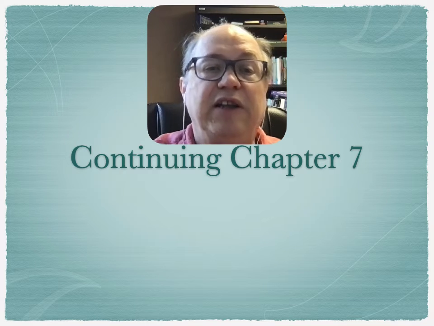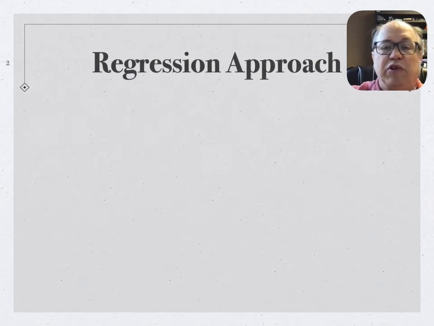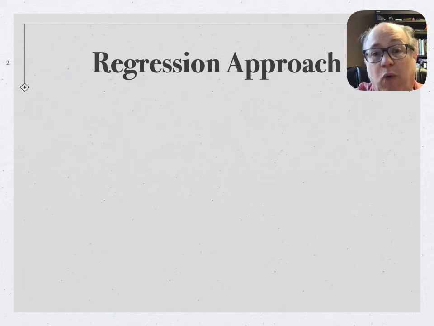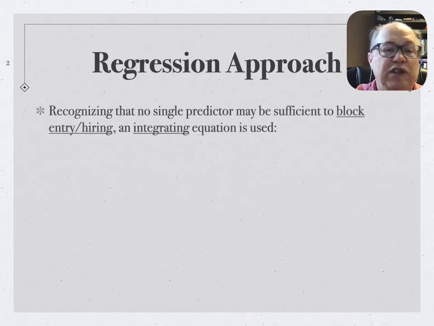But there is another way, and it has a good bit of history of it being fairly common, and that is a regression approach. The regression approach is a recognition that actually nothing should really be such a literal hurdle. Just because a person doesn't have a degree, that doesn't mean that their experience might not outweigh the specifics that a degree is believed to confirm. And so nothing should be sufficient to block hiring or entry into the situation. And to take that into account, an integrating equation is used.